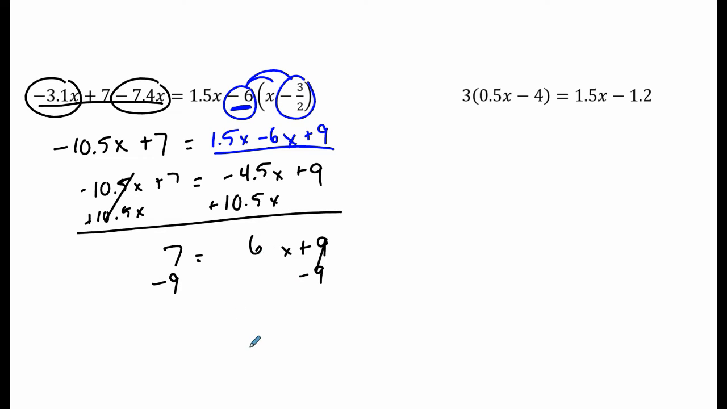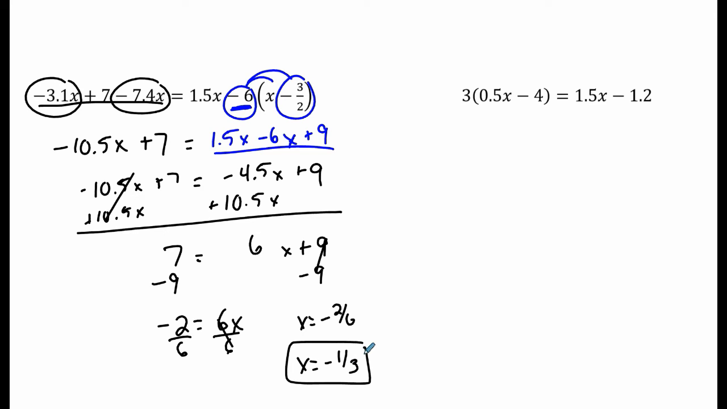Subtract 9 from both sides. Negative 2 equals 6x. Well, that's a little bit weird because I'm going to end up with a rational number, a fraction, as my answer. So what's the rational number? X equals negative 2 over 6. But we better know that is negative 1/3 if we simplify that fraction. How do I check that that's actually a solution? Take it and plug it in.